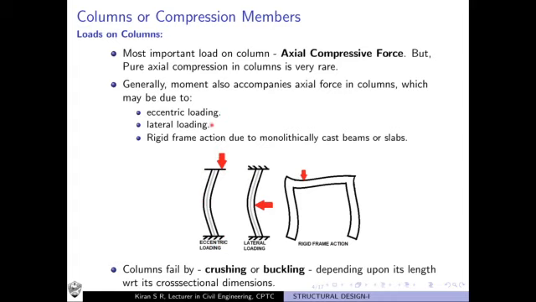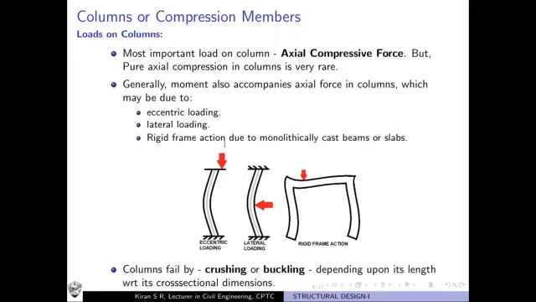What are the other circumstances? Lateral loading may also be possible, as you see in this figure. In case of wind loads or earthquake loads, it is more likely that the structure gets subjected to lateral loads, sideways loads. As a result of earthquakes or wind, the columns will also experience a moment. So that can also result in moment to accompany the axial compressive force.